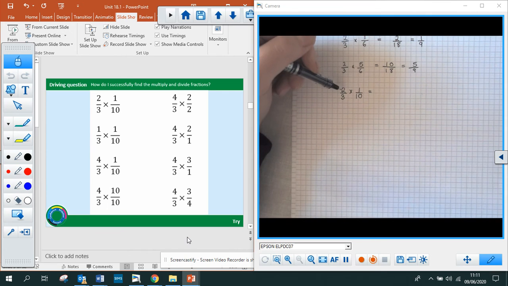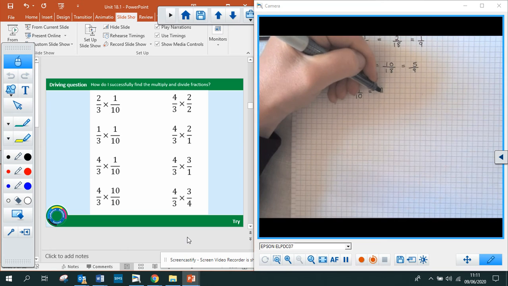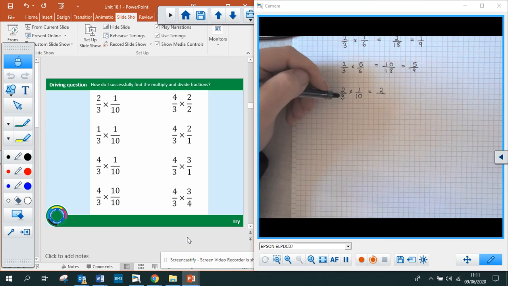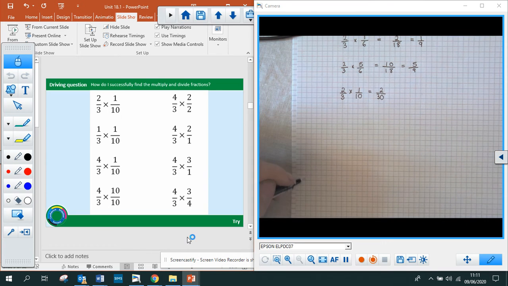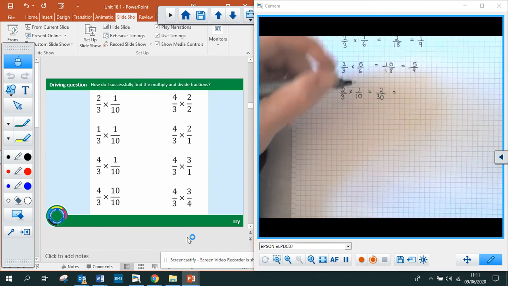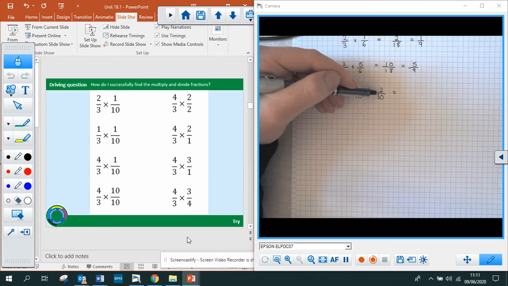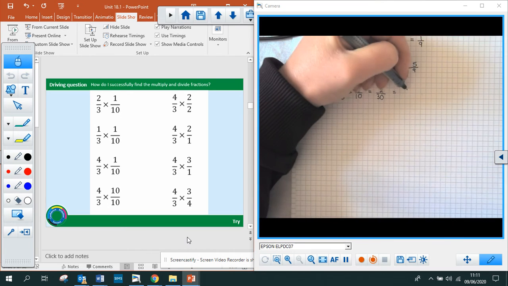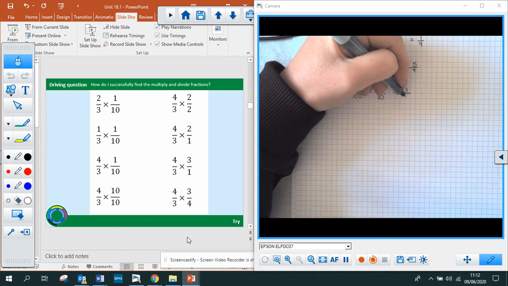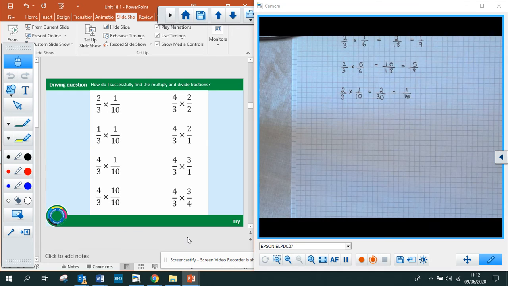Multiply your numerators. 2 times 1 is 2. Then multiply your denominators. 3 times 10 is 30. I can simplify that, but don't worry if you didn't. 2 and 30 are both divisible by 2 because they're both even. 2 divided by 2 is 1, and 30 divided by 2 is 15. So 1/15 is the final answer there.